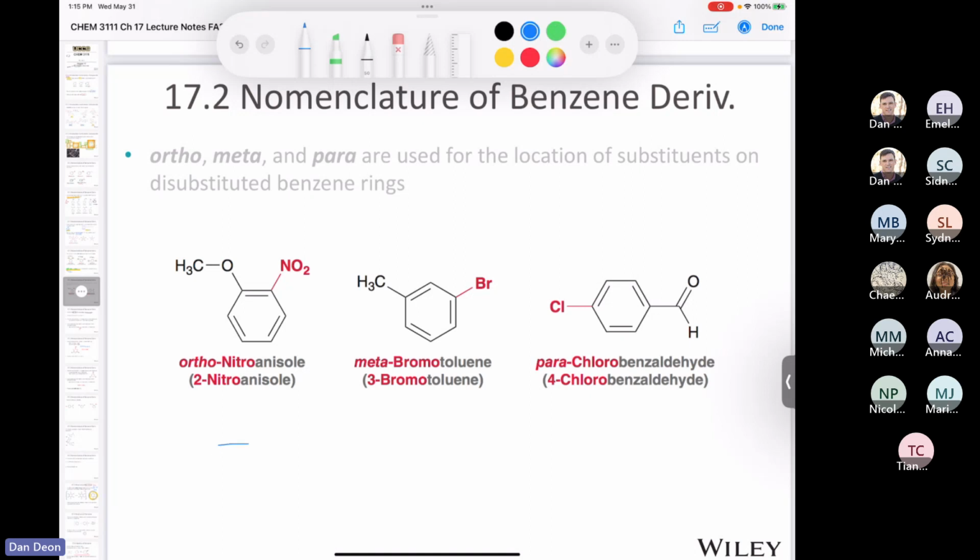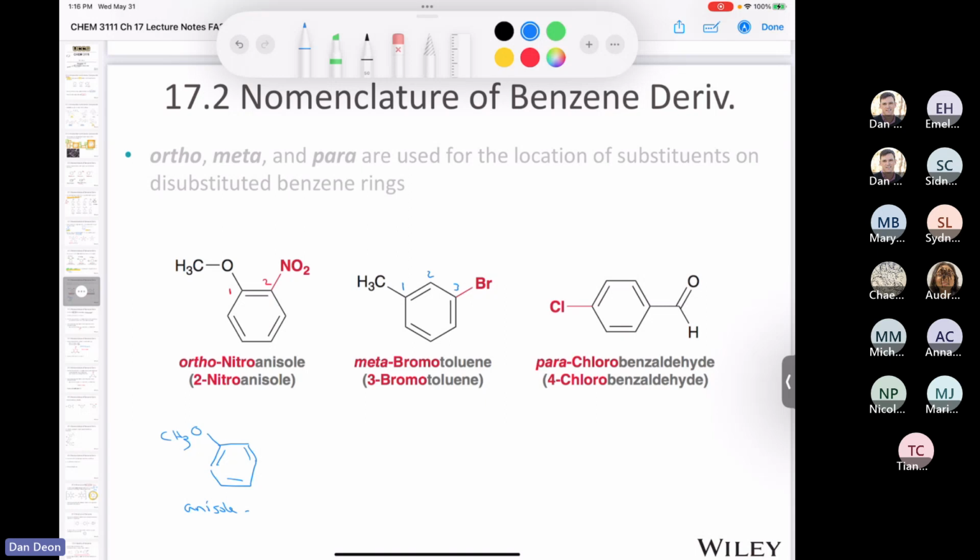If you remember this molecule here, and again, this is just review, if we have a methoxy group, that's called anisole. And so the carbon that has the group of our parent on it is always considered carbon number 1. So we have 2-nitroanisole, or we could call this ortho-nitroanisole. Then we have 3-bromotoluene. Why do we name it that way? Because we have a methyl group in a toluene molecule. So we have 1, 2, 3-bromotoluene, or meta-bromotoluene. And the last one is para-chlorobenzaldehyde.